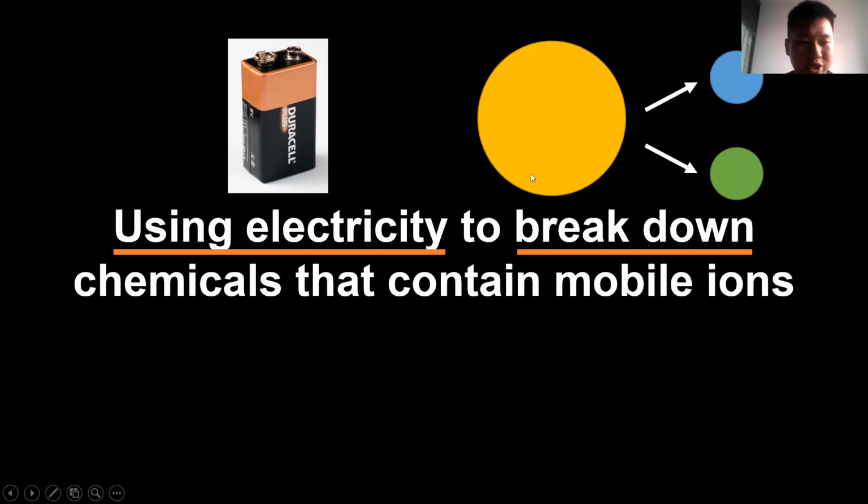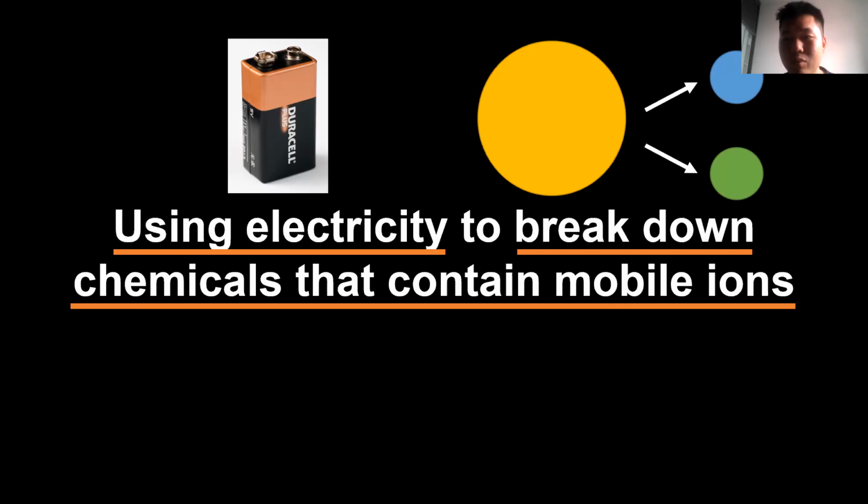So let's go back to the definition: using electricity to break down chemicals that contain mobile ions. This chemical that contains mobile ions is, in this chapter, also known as the electrolyte. Okay, so this is simply the definition of electrolysis.